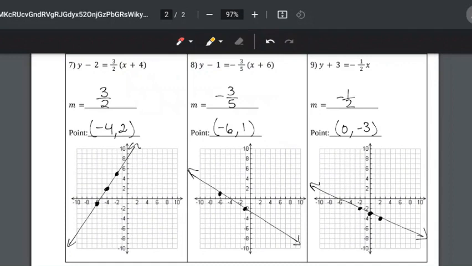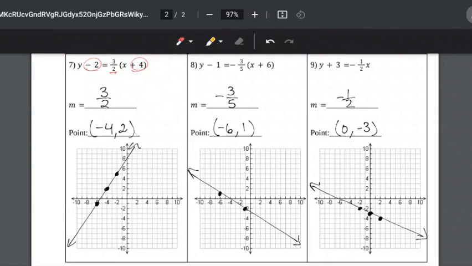So number 7, our slope is 3 over 2. Our coordinate pair is the opposite of positive 4, which is negative 4. The opposite of negative 2, which is positive 2. It's a positive slope, so it goes up to the right.